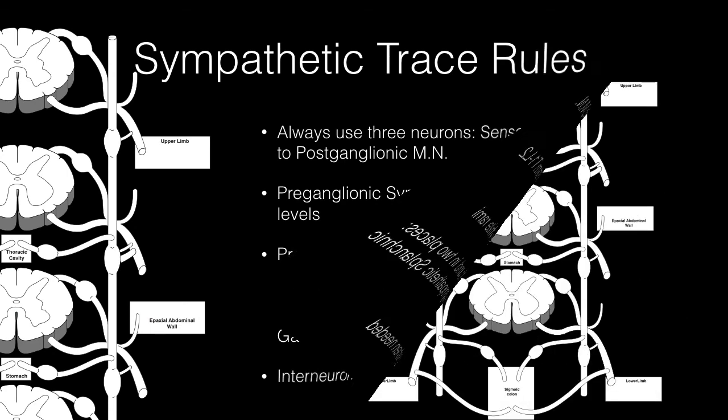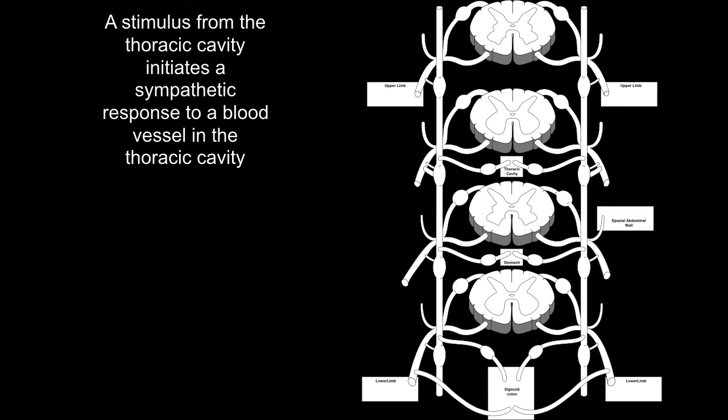So here is a sample. I will walk you guys through this one. So stimulus from the thoracic cavity, we're just going to say my lungs or my trachea, etc., initiates a sympathetic response to a blood vessel in the thoracic cavity. So something in my thoracic cavity is causing a blood vessel to do something. So that's translating that. It doesn't matter if it's constricting or dilating. Sympathetics can do both, but we're just going to a blood vessel.